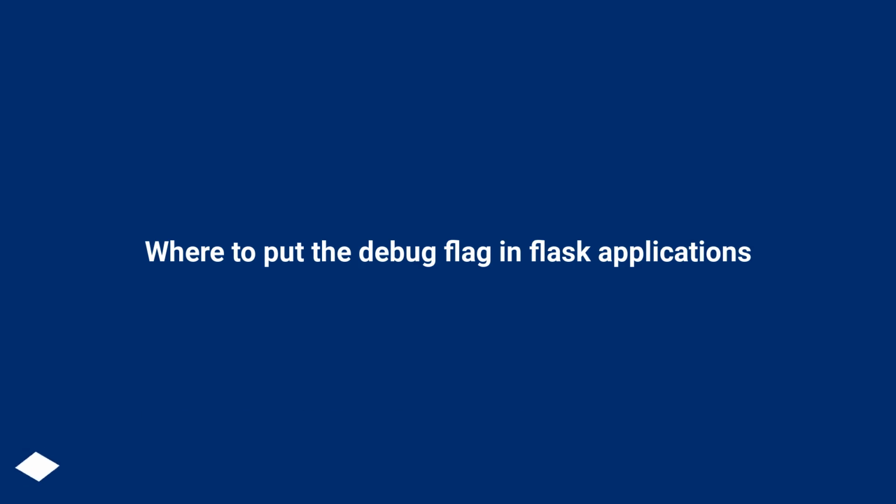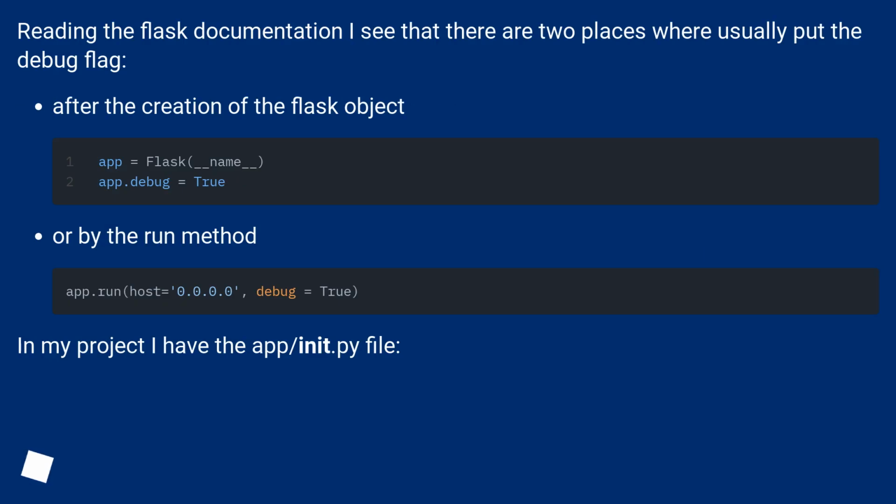Where to put the debug flag in Flask applications. Reading the Flask documentation, I see that there are two places where you usually put the debug flag: after the creation of the Flask object, or in the run method.